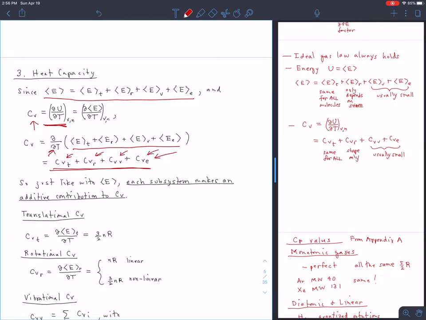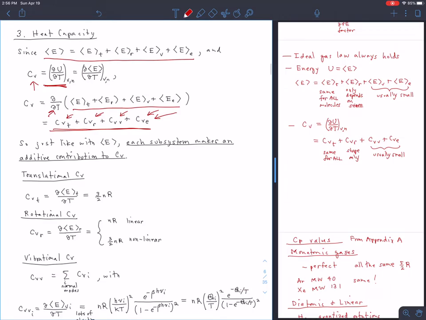There's a contribution from translations, a contribution from rotations, one from vibrations, and one from the electronic states. And you can expect from the fact that vibrations and electronic are usually small, that the contributions to heat capacity are also usually going to be small. And so the main dominant contributions to heat capacity for most ideal gas molecules are just from the translations and rotations, and those are pretty much the same.